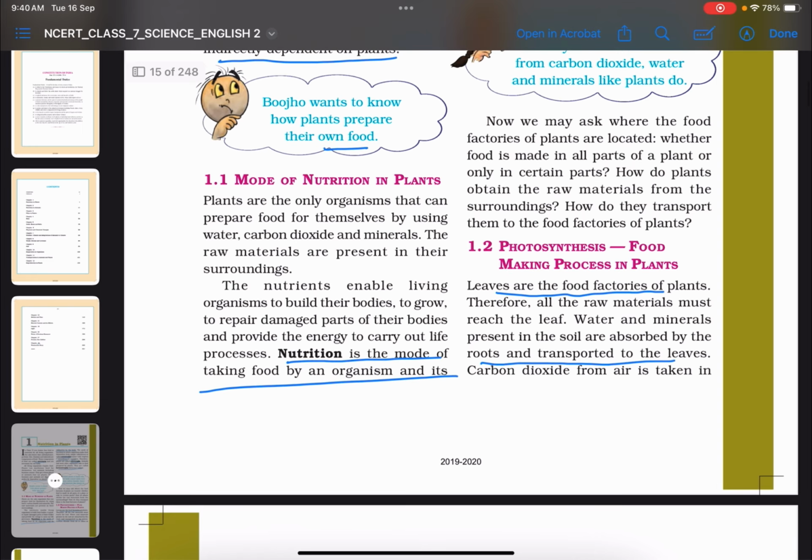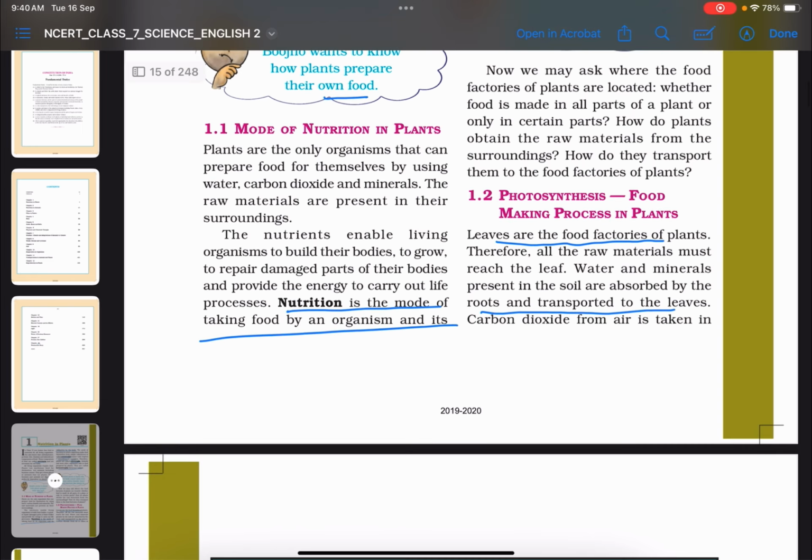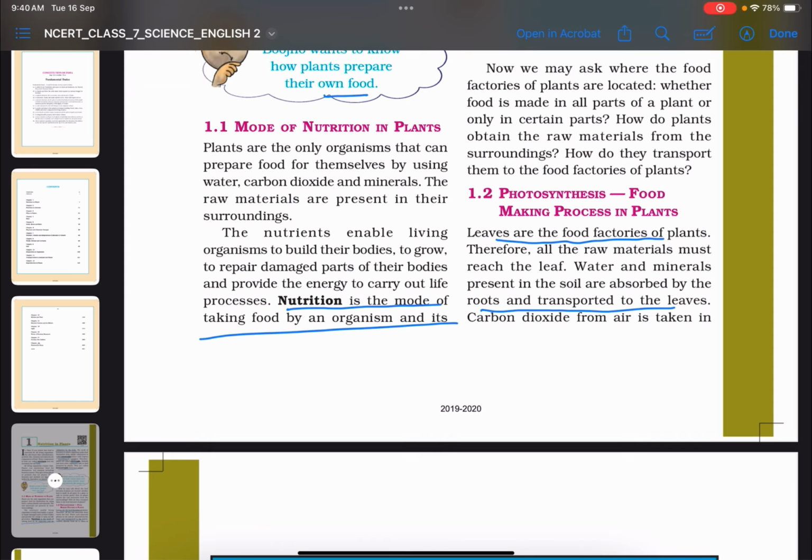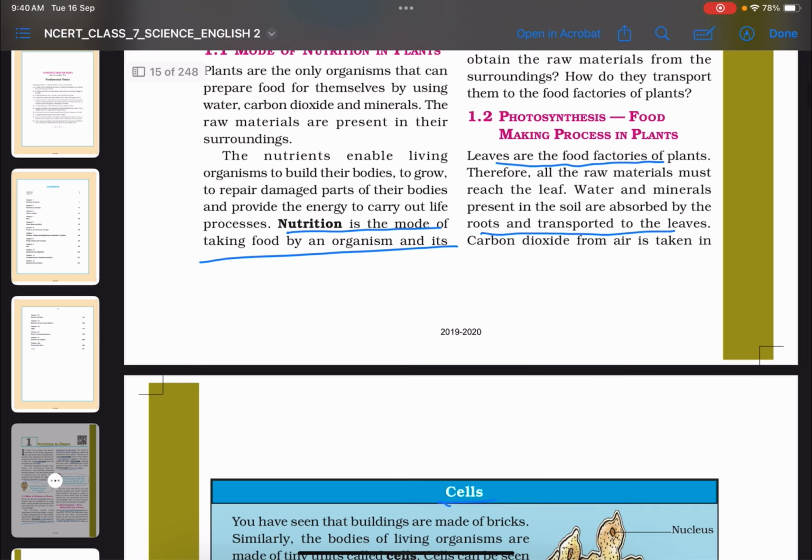Now, we may ask where the food factories of plants are located, whether food is made in all parts of a plant or only in certain parts. How do plants obtain the raw materials from the surrounding? How do they transport them to the food factories of plants? 1.2 Photosynthesis, food making process in plants.